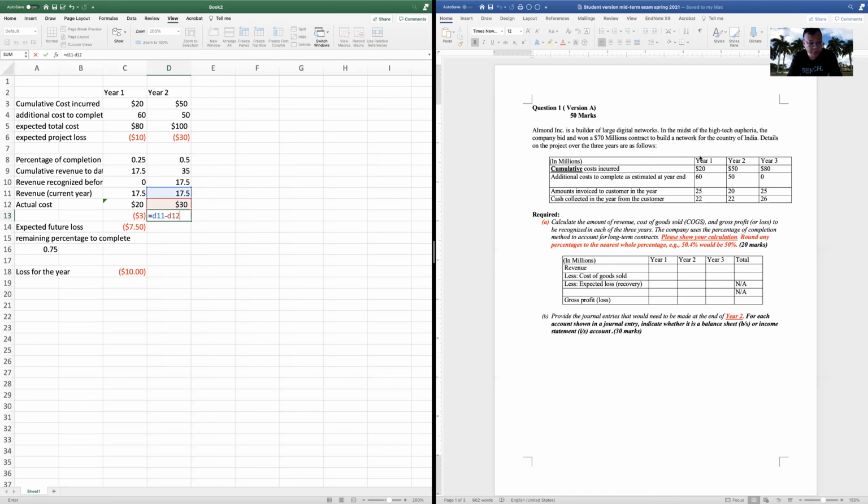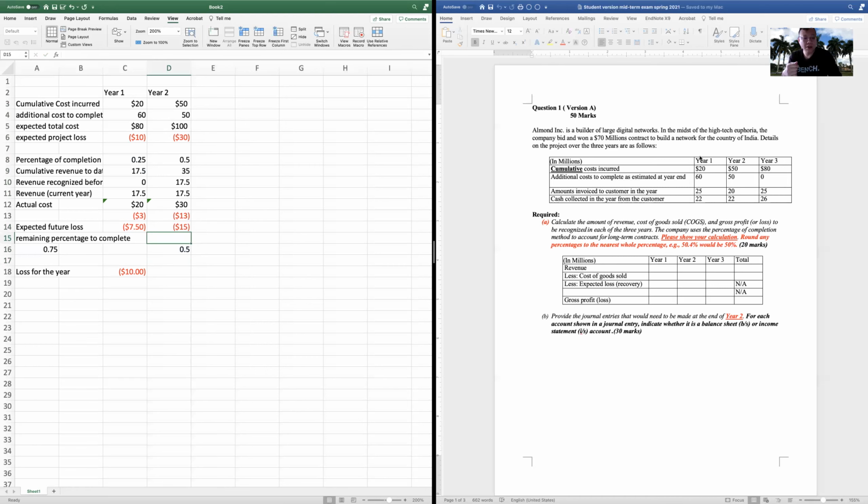D11, D12. Wow, if you don't have a mouse, it's really hard to do this. So that's the difference. Now, what is the expected loss? What's the percentage remaining? 1 minus, that will be D8, right? 1 minus 50%, 50% left. What's the expected project loss? 30, right? That's D6. So here would be D16, the 50% times D6, that's the 30 loss.